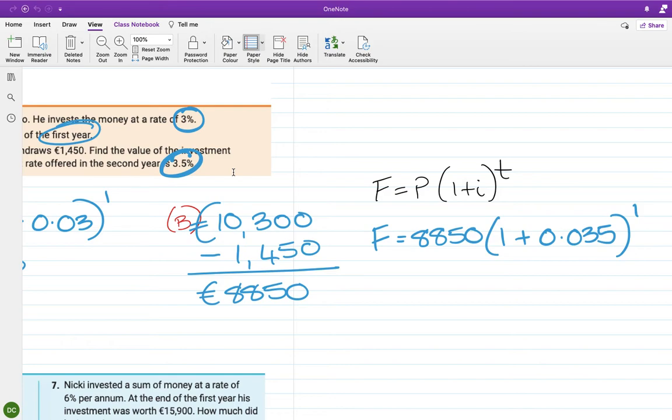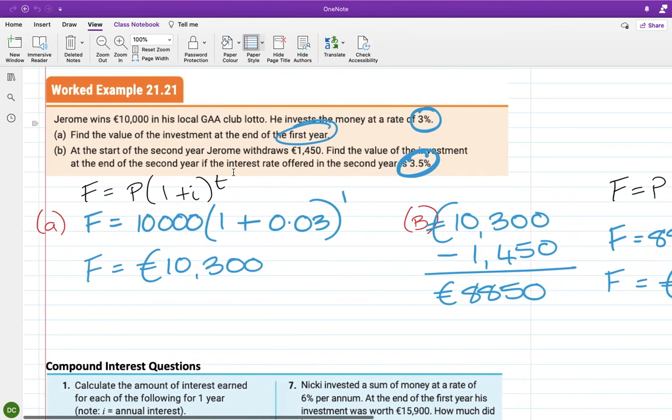Okay? So 8850 bracket 1 plus 0.035 bracket to the power of 1, which you don't really need to do, and you get a final value in this investment of €9,159.75. Okay, so that's how you do compound interest.